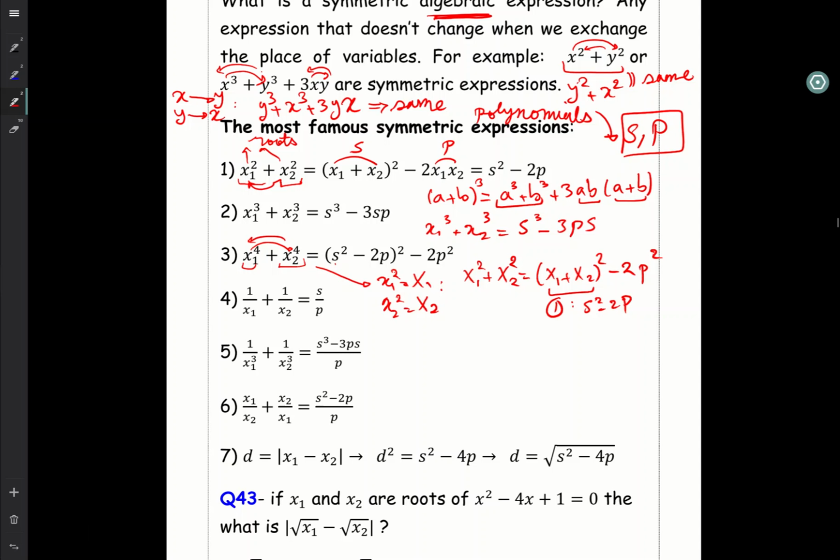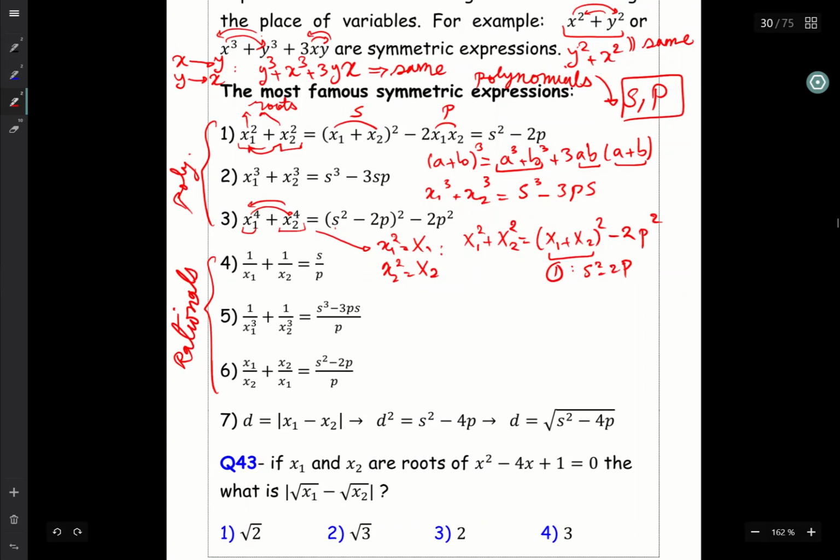Now there are other expressions that are not polynomials. The first three terms are polynomials. These ones are rationals. Rationals basically have numerators and denominators, but the numerators and denominators are all polynomials. So these are symmetric expressions. If I exchange the position of x1 and x2, the expression remains the same. So I should be able to write it in terms of s and p.